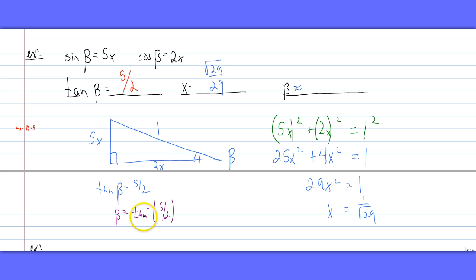That can actually be solved on the calculator then. As long as we're in degree mode, we can take the tangent inverse of 5 over 2. The tangent inverse of 2.5 would be the same thing. And when you do that, you get that beta is approximately 68.2 degrees. And for angles, we're going to put all of our angles rounded to the nearest tenth of a degree then.